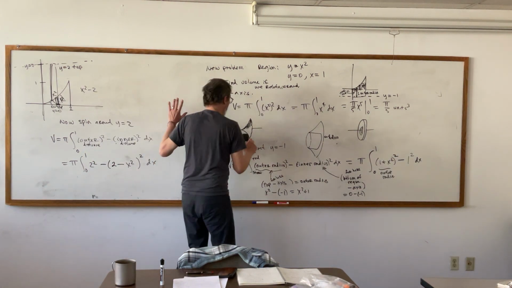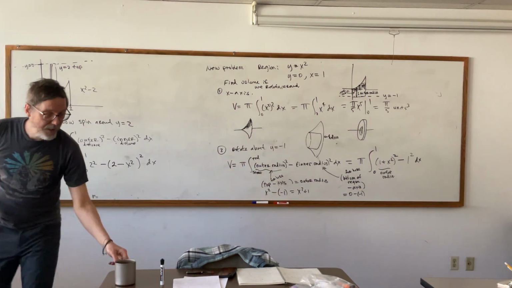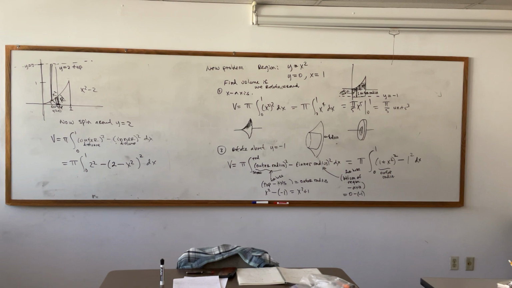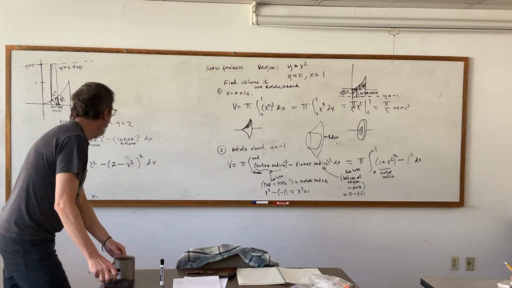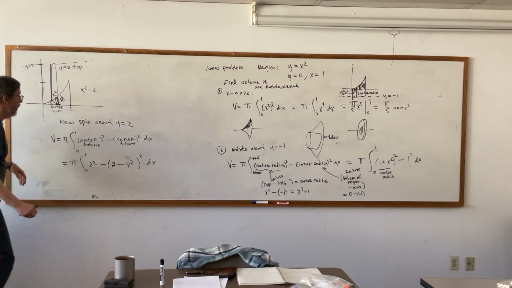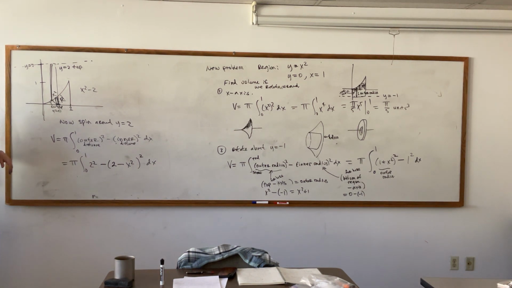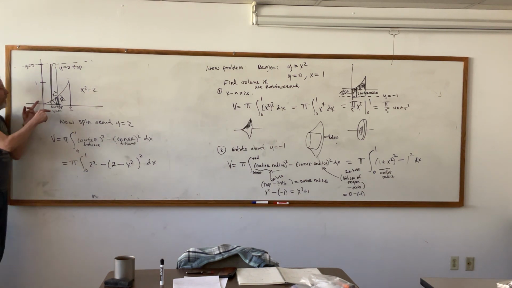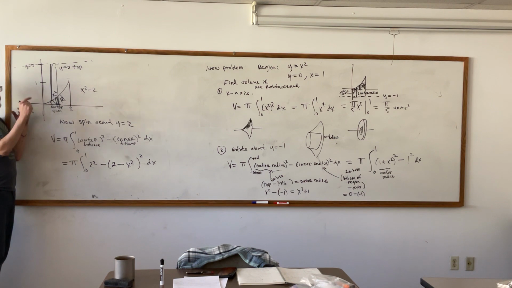Let me see if there's any questions before I erase anything, and then try a few. Yeah, okay. Why couldn't you just subtract or use x squared instead of 2 minus x squared? Like just subtract that volume from the bigger volume. So what is the bigger volume here? So let's think about that.